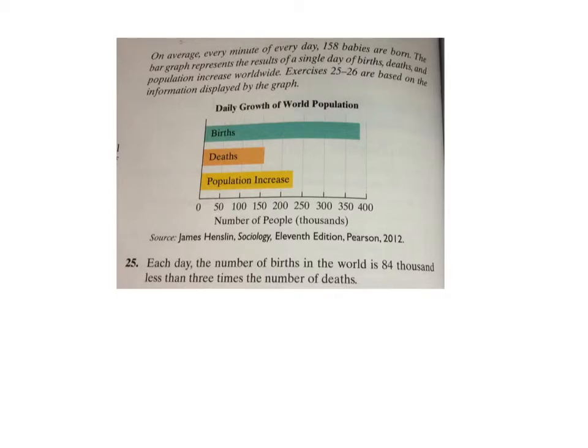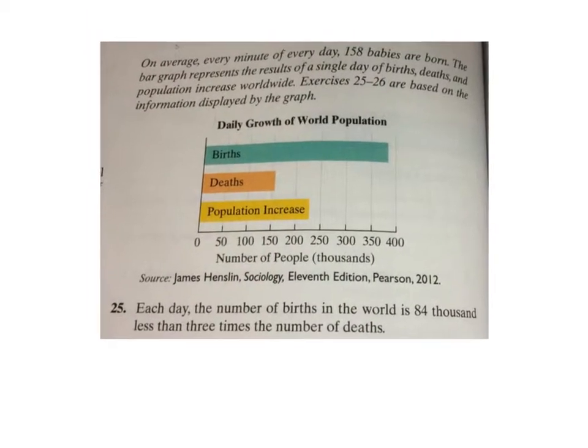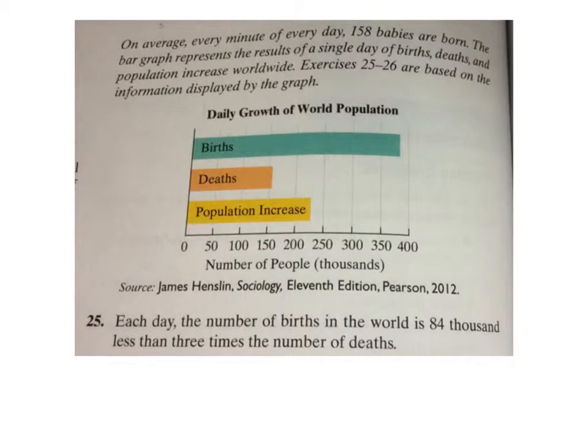Okay, this next problem is a daily growth of world population problem, and it's actually number 25 in your book. Let's make this a little bigger to explain this. On average, every minute of every day, 155 babies are born. This bar graph represents the result of a single day of births, deaths, and population increase worldwide. So we're going to do number 25 based on the information displayed by this graph.